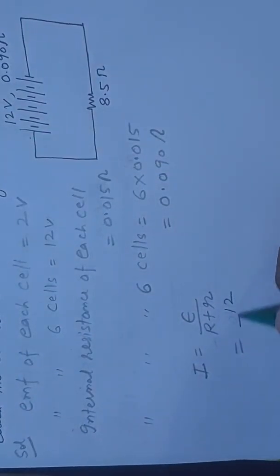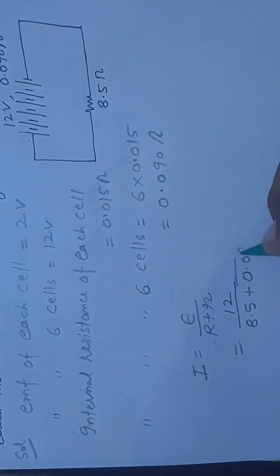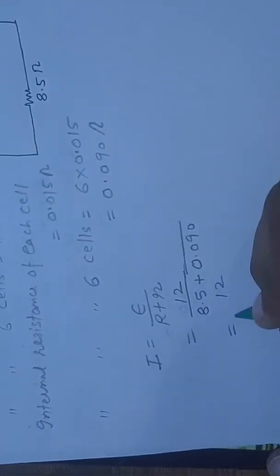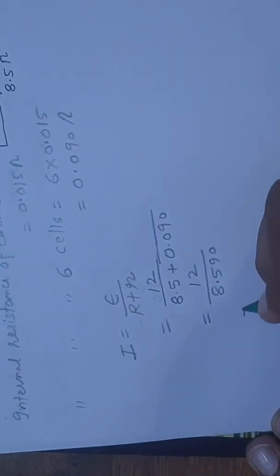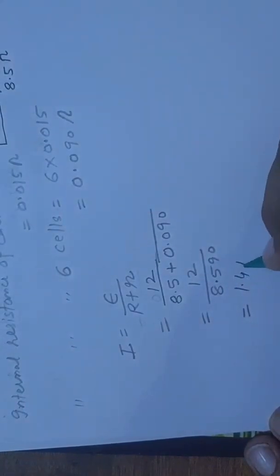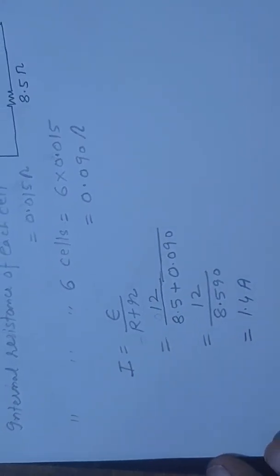So EMF is 12, external resistance is 8.5, internal resistance is 0.090. So it gives us 12 over 8.590, and it comes out to be 1.4 ampere.